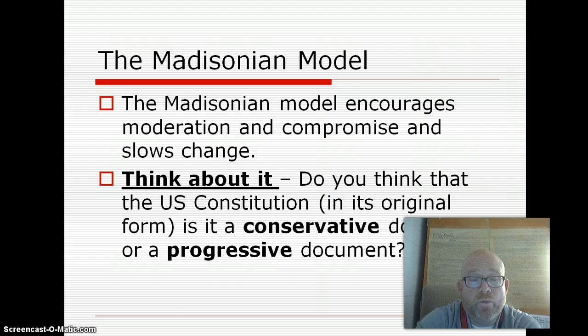The Madisonian model will encourage moderation and compromise, but it also slows change. So people who are critical of the Madisonian model believe that there are too many checks and balances in place for anything to get done. So sometimes you'll hear gridlock be brought into the equation, but it's a beautiful system as long as there's compromise. Something to think about at the end of this video.